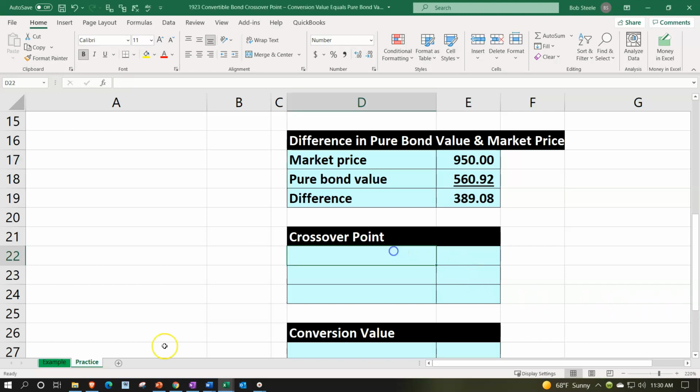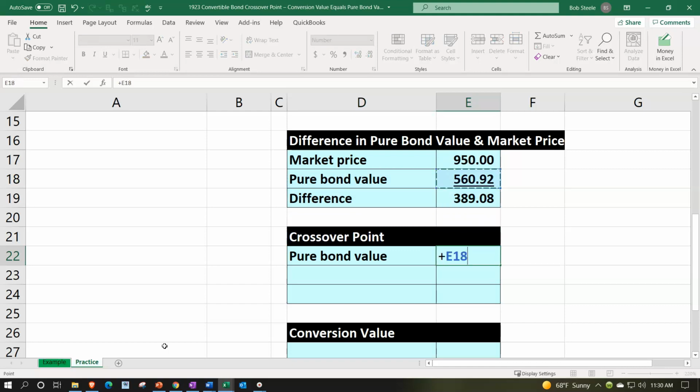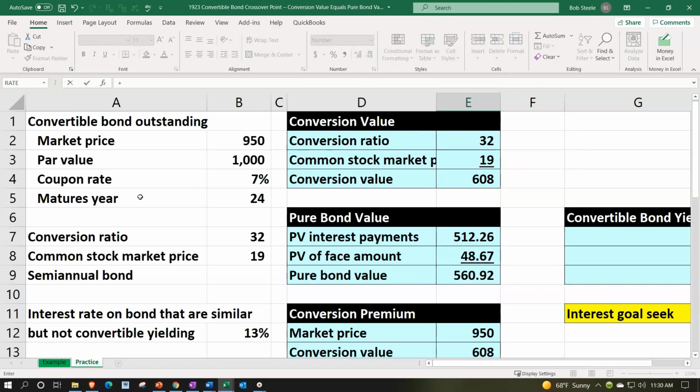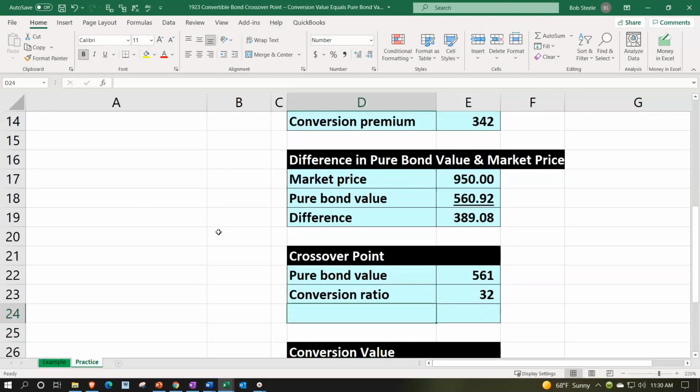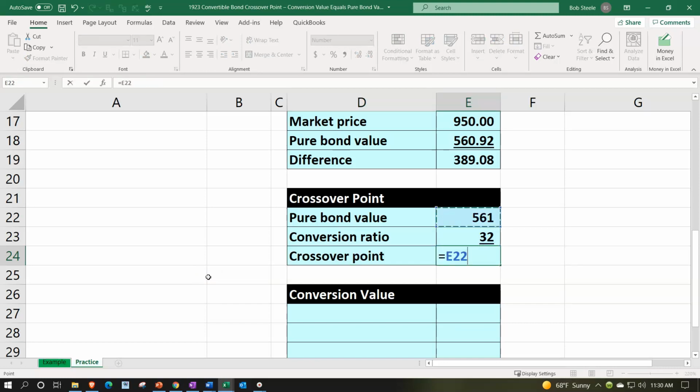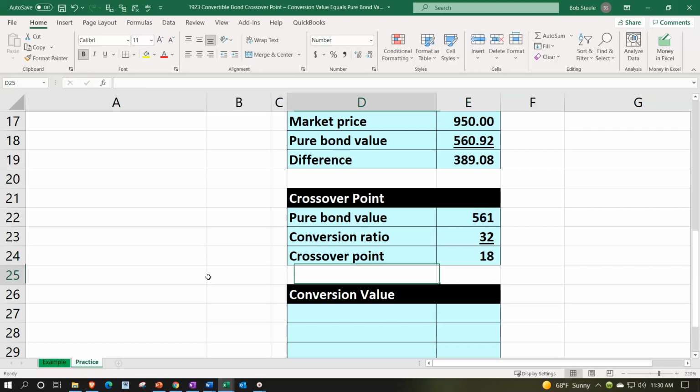We're going to say the crossover point can be calculated at the pure bond value. Pick up the pure bond value of the 560. We'll pick it up this way. And the conversion ratio, the number of shares we can convert into, is going to be equal to the 32 conversion ratio, underlining that, font group and underline. That then gives us our crossover point, equal to the 561 divided by the 32. Let's add a couple decimals to these three cells, going into the number group.